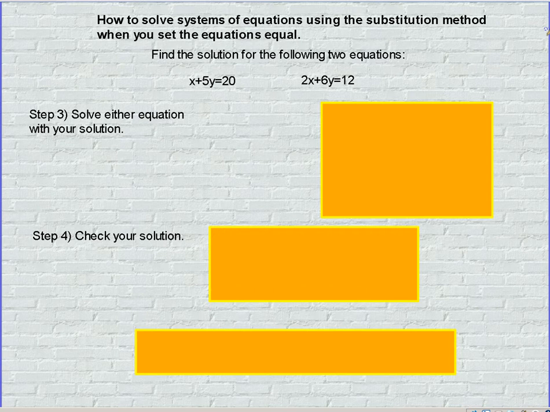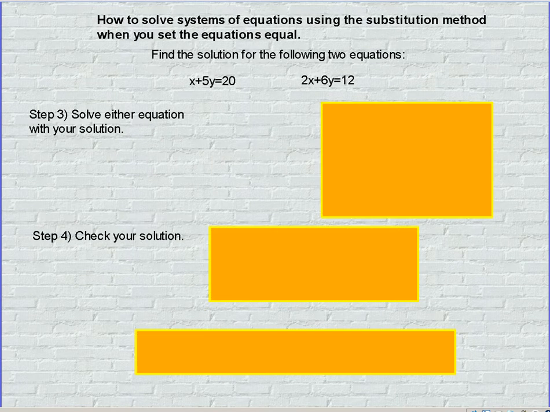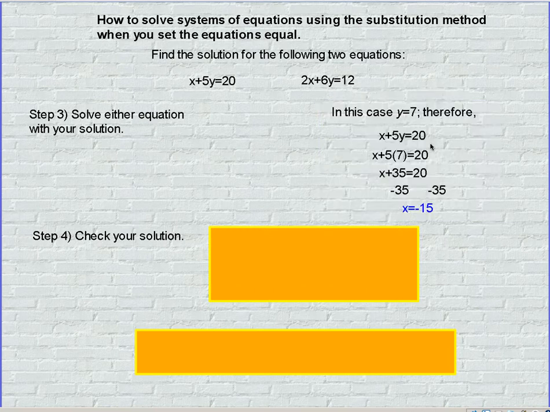Now, we need to solve either equation using our solution. So we have y is equal to 7, and we can solve either equation. So, we're going to use this equation, x plus 5y equals 20. Since y equals 7, substitute y here. That gives us the following. x is equal to negative 15.